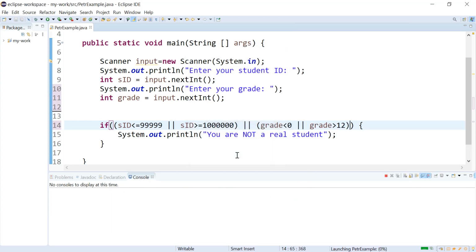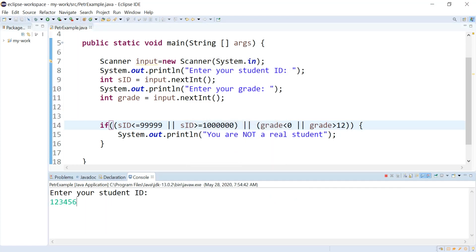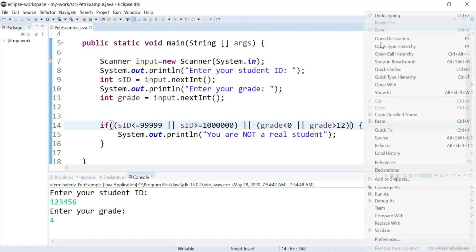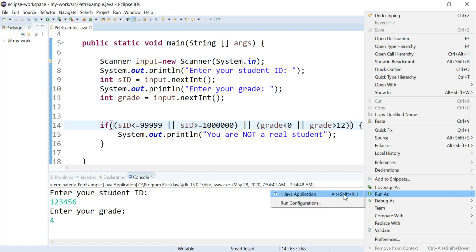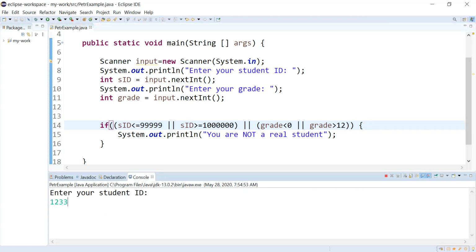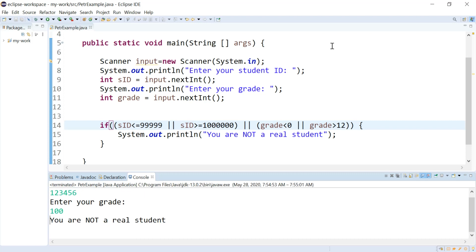So if I enter, let's see, a real ID number and a good grade, I don't get the message. If I enter a real ID number and a bad grade, I get the message, and so forth. Okay. If I have ors and ands in a complex condition and I don't add parentheses, it actually does the anding first and then the ors.